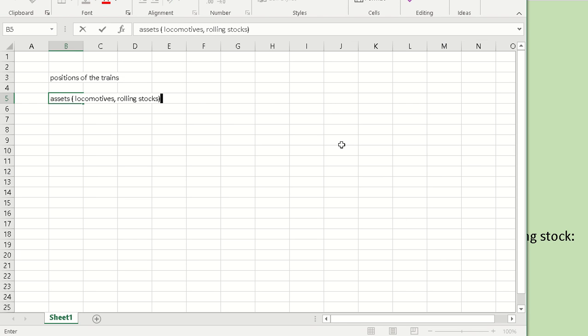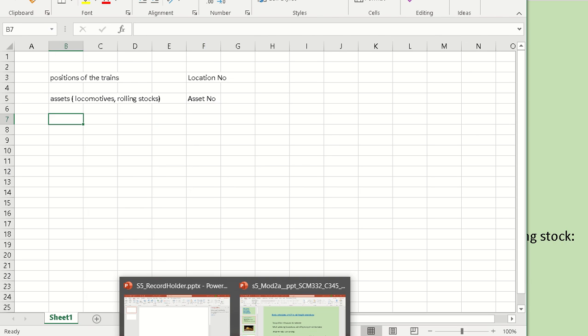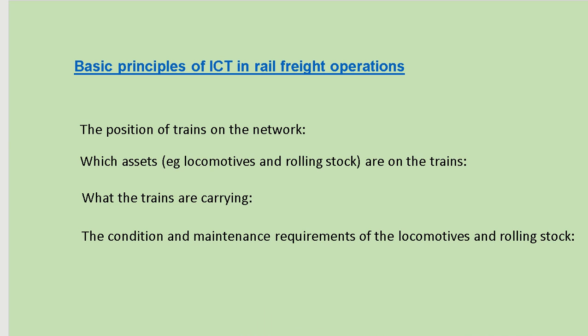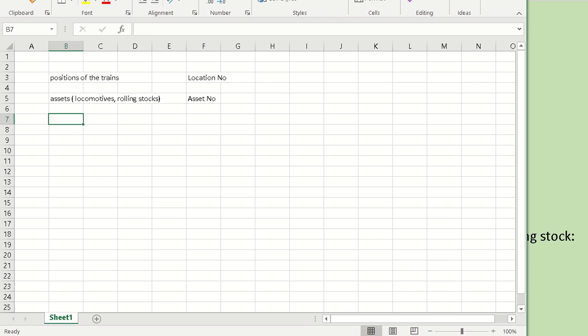So this now calls for what? This calls for a location number, and this one calls for, say, an asset number, almost equivalent to the plate number of a car or the serial number of a motor, for those of you who are familiar with engines. And then what the trains are carrying. What the trains are carrying, these are the cargo. So here you can have a SKU or you can have a cargo number.